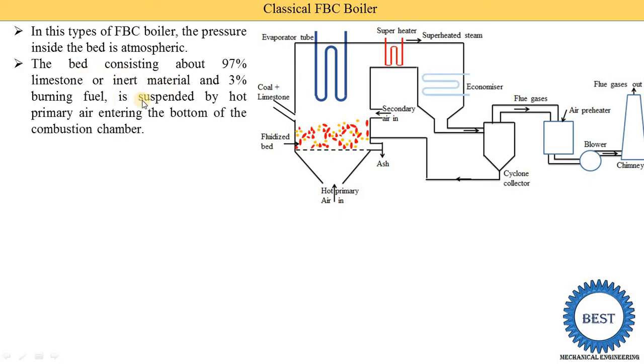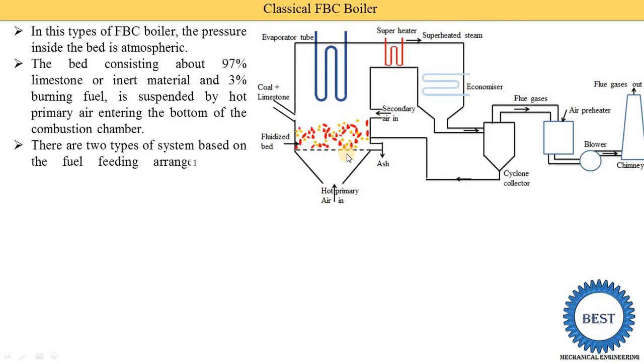Limestone is one type of inert material, and 3% is the burning fuel. Here we are supplying the 97% limestone and the 3% coal is supplied from here, and it is suspended by the hot primary air entering the bottom of the combustion chamber. Means the hot primary air is supplied from here, so the coal does not sit on this distributor plate, but is suspended, flying inside the air. That's why it is called the suspended condition.